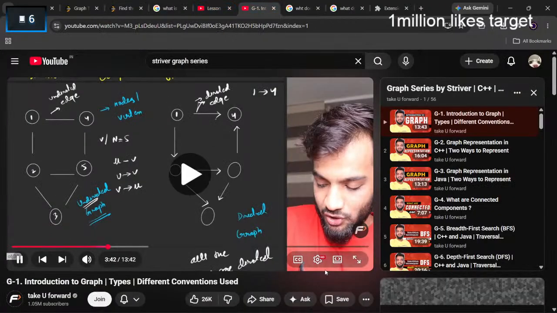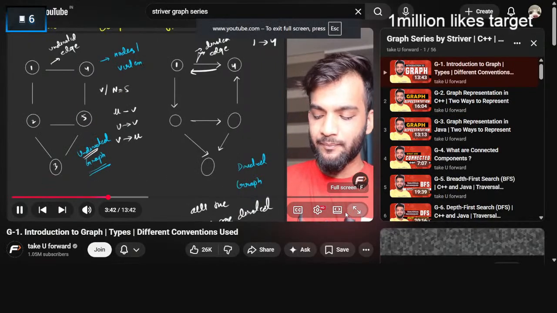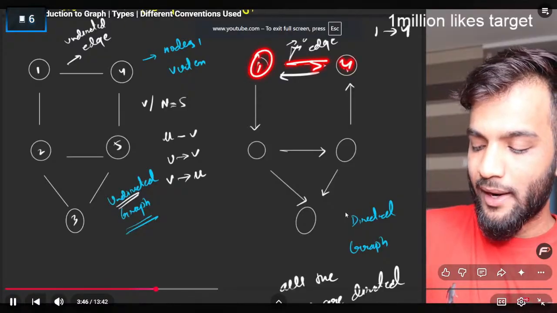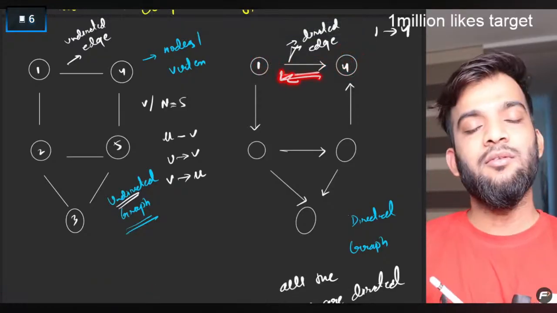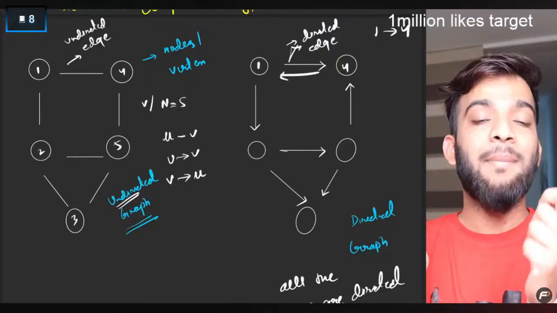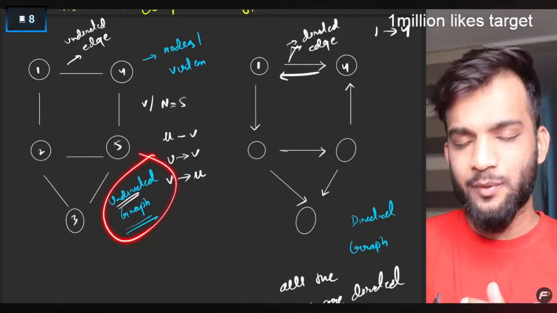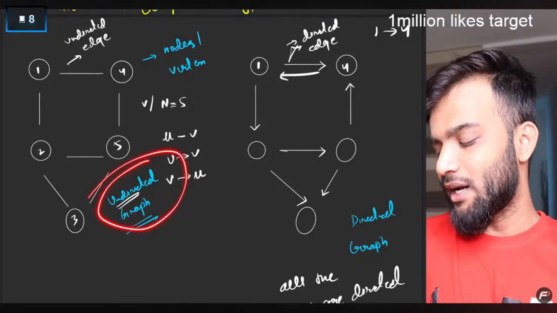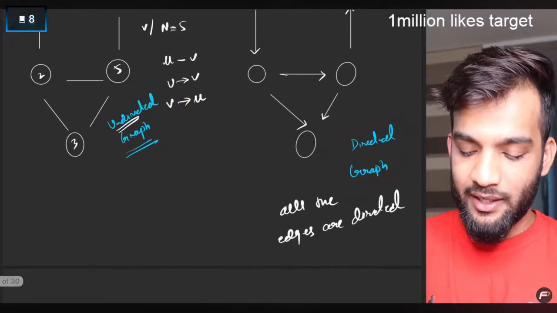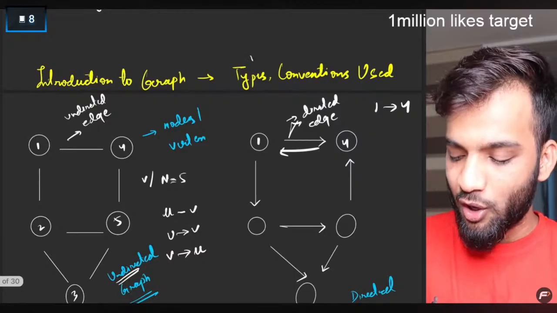Let's first understand the concept. You can also have something like this where you say there is an edge between 1 to 4, there is an edge between 4 to 1. So you can also have bi-directional edges as well. So those are the two kinds of graphs that we generally have. One is the undirected graph, while the other one is the directed graph. So that was about the types of graph.